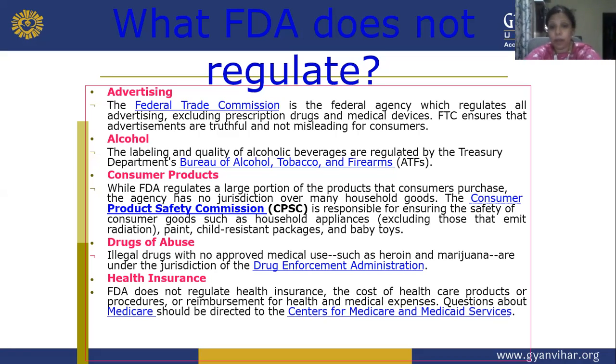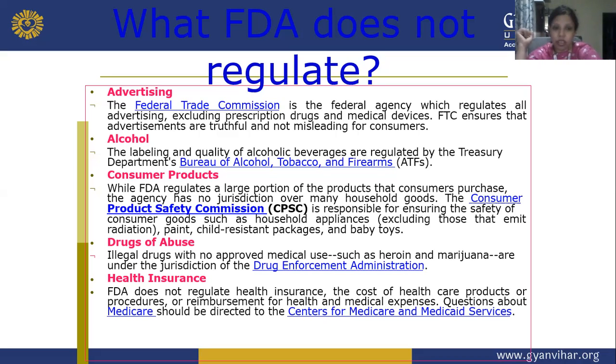It is responsible for the regulation of household things, and if the household item emits radiation, it should be covered under the FDA. Other than that, besides household appliances, the paints, child-resistant packages and baby toys are all regulated by the Consumer Product Safety Commission. So that is CPSC.